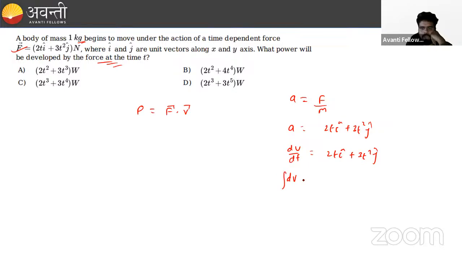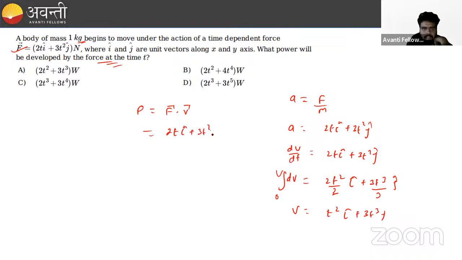What is the value of dv here? If we integrate this, again we will get 2t square by 2 i cap plus 3t cube by 3 j cap. And if we take the particle initially at rest, we can say the limits are 0 to v, and this will become 0 to t. What is the velocity, guys? We can say t square i cap plus t cube j cap. Put this value here, what we can say, 2t i plus 3t square j. If we multiply this value with t square i plus t cube j, what is the answer here, guys?